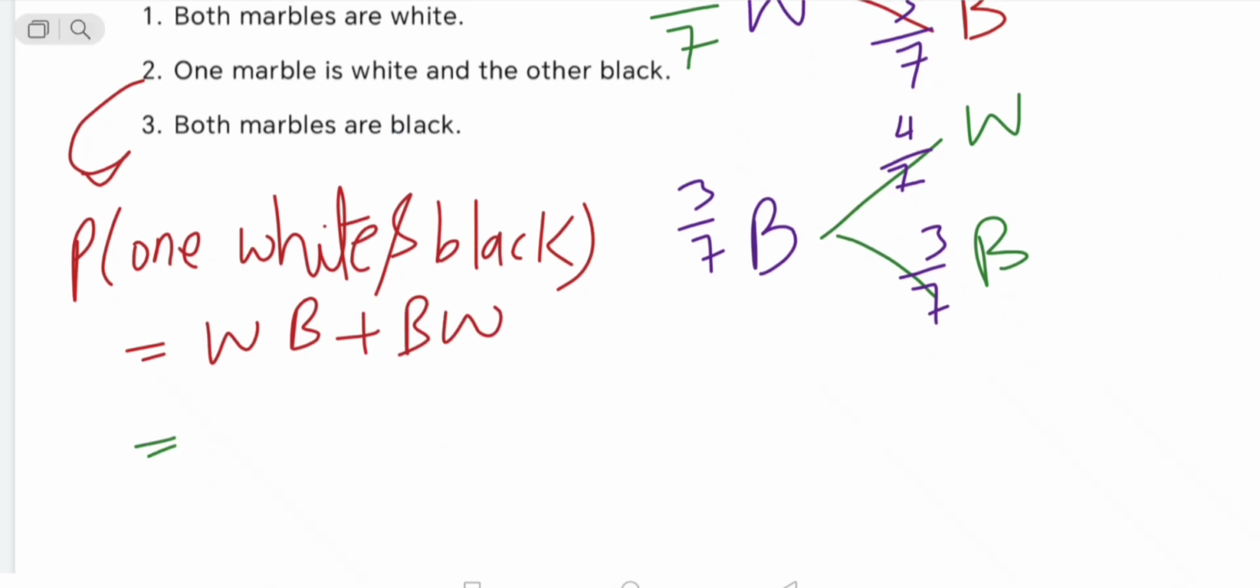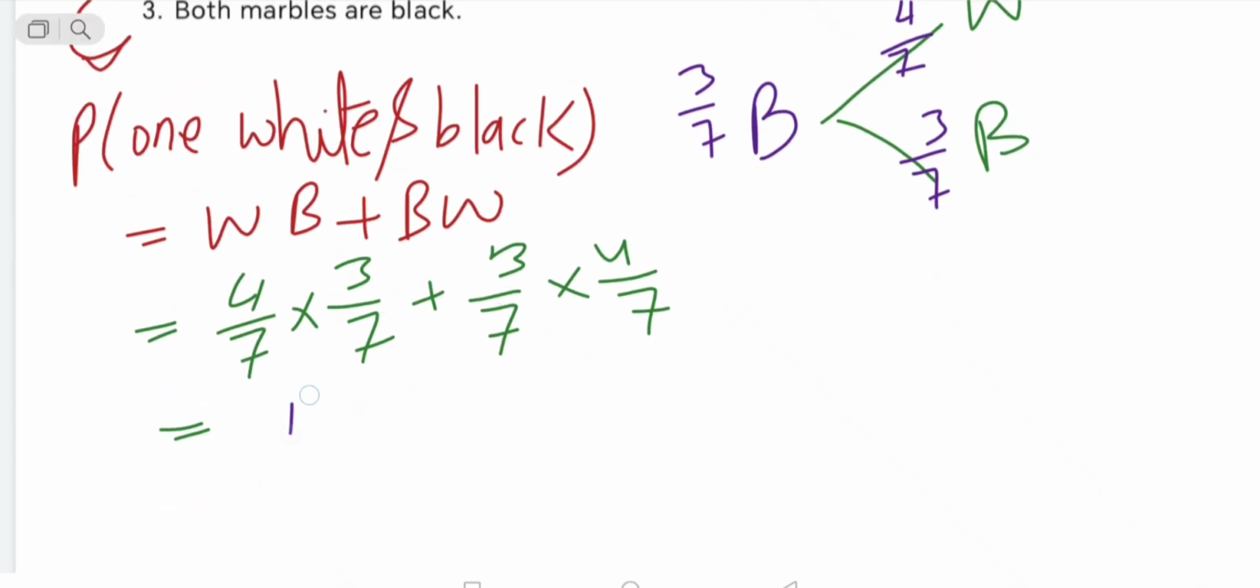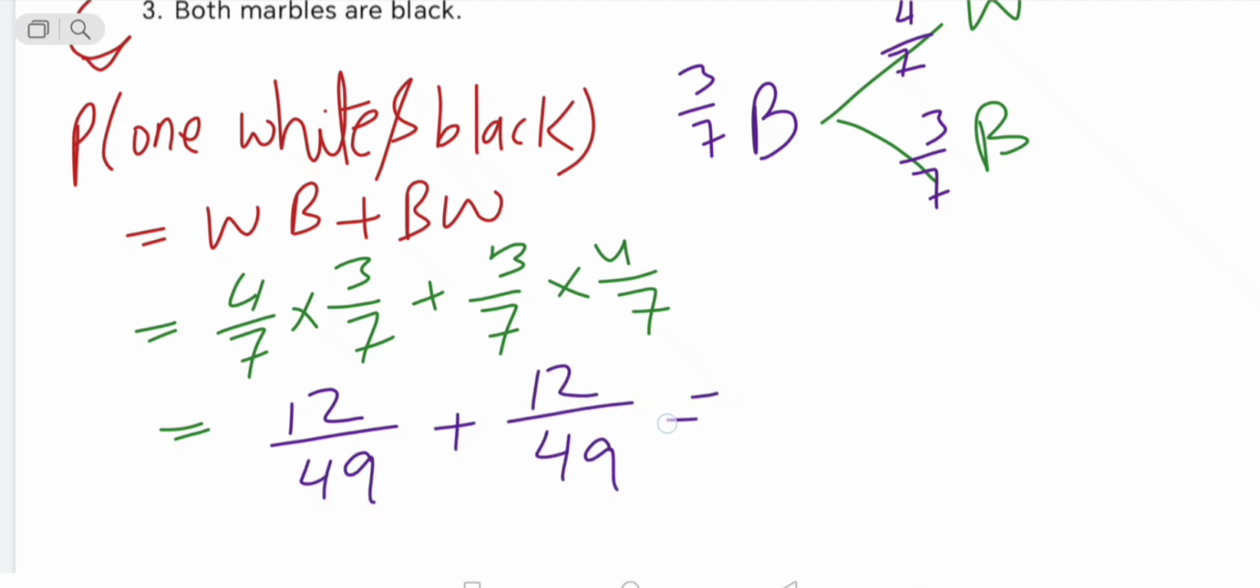Probability of white 4 over 7 times probability of black 3 over 7, plus 3 over 7 times 4 over 7. So which is equal to 4 times 3 is 12 over 7 times 7 is 49, plus 12 over 49. You add 12 plus 12 because the denominator is the same, so you add just the numerators: 24 over 49. This is the answer. One is white, the other one is black.